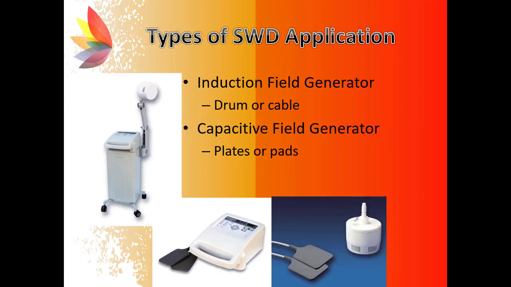There are two types of shortwave diathermy generators. The first is an inductive field generator, and the second is a capacitive field generator. The inductive field generator uses a drum or a cable to administer the treatment. The capacitive field generator uses plates or pads to administer the treatment. The type and depth of tissues affected and the subsequent increase in tissue temperature varies between the two types of shortwave diathermy application.